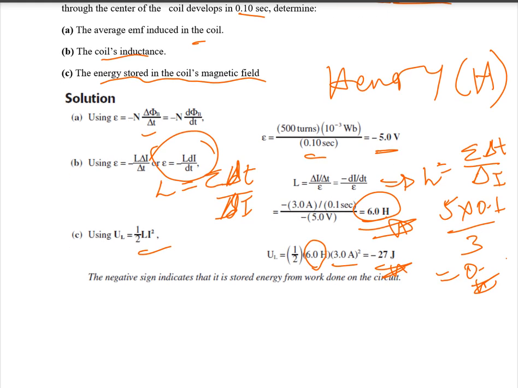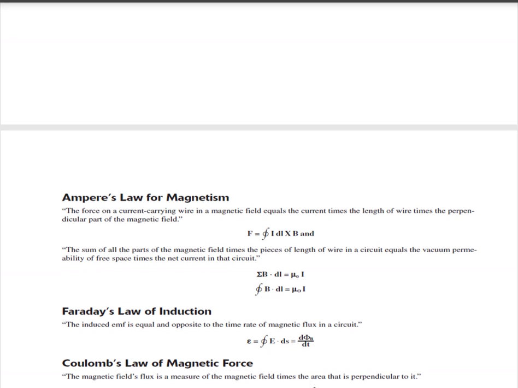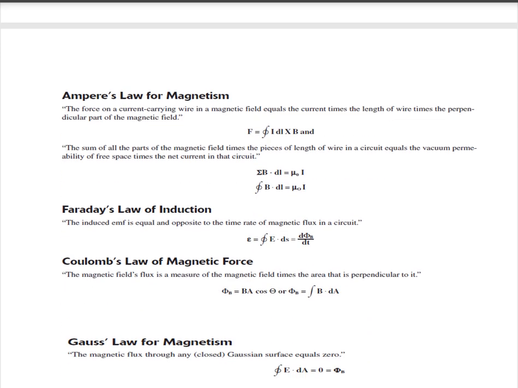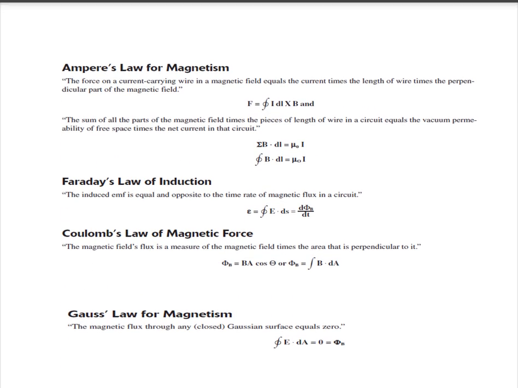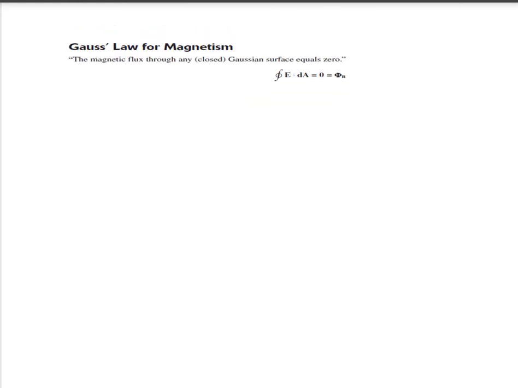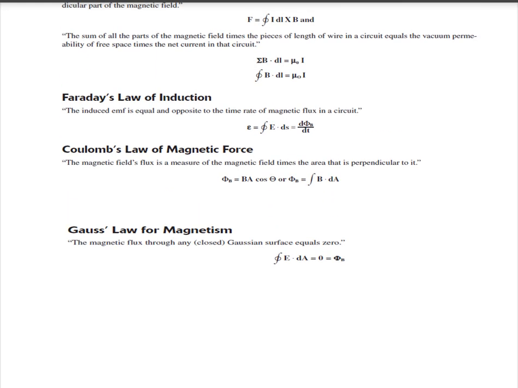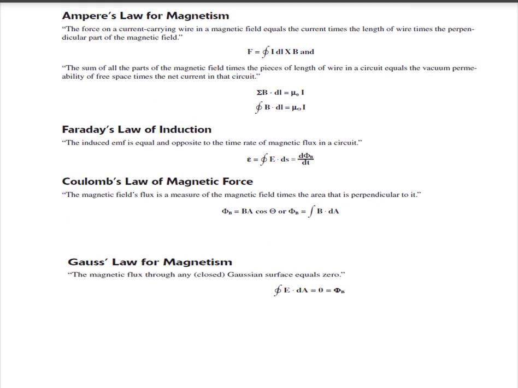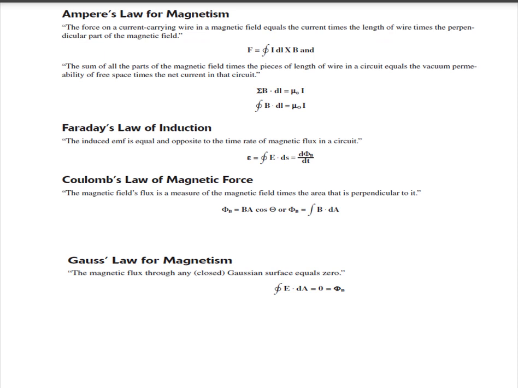The negative sign indicates that the stored energy comes from the work done on the circuit. Okay, these are the laws: Ampere's law, Faraday's law, Gauss's law. We have seen this. Therefore, this is all about electromagnetism, or magnetic fields and forces.